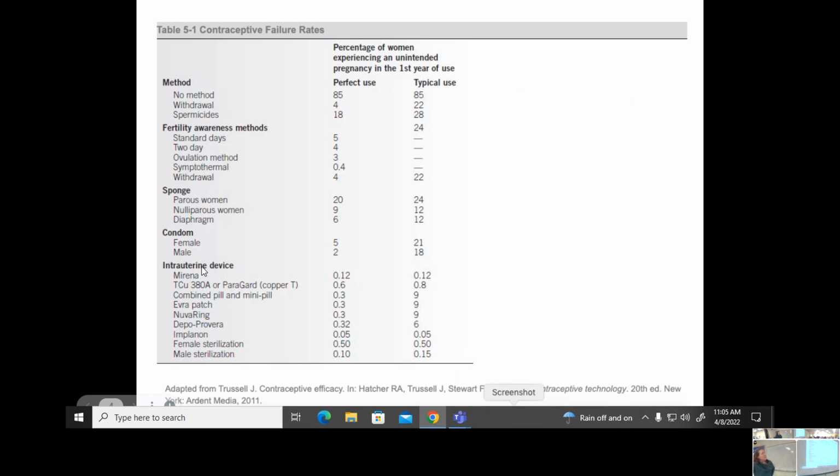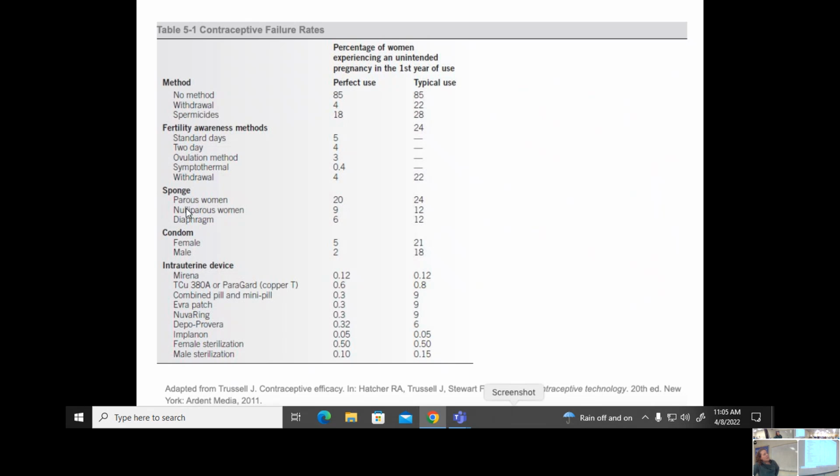Notice on those where they are found. Okay, there's diaphragm. They don't have cervical cap, but there's diaphragm. And 6% failure rate perfect, 12 typical. Cervical cap is kind of similar.